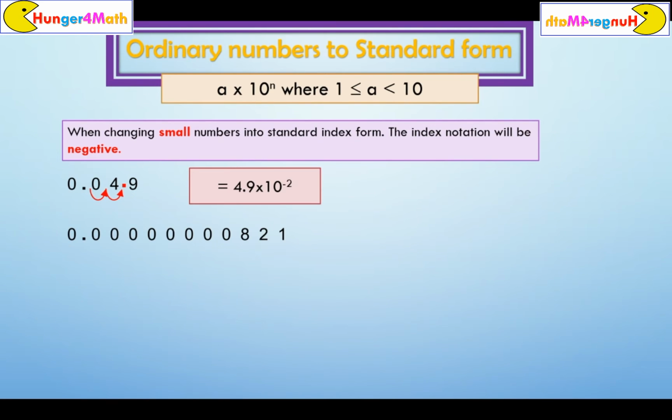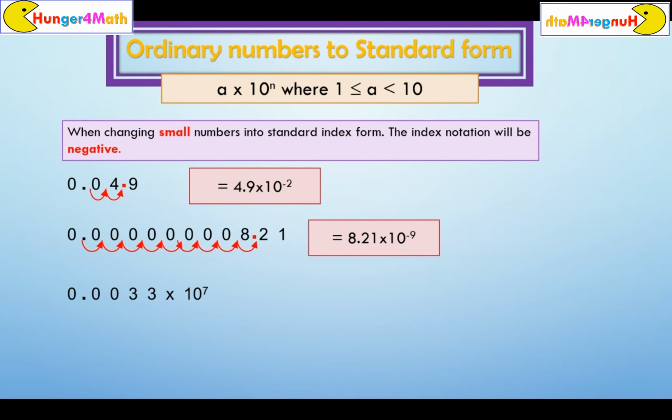Our second example is another small number. From here, we need to place the decimal in between 8 and 2 to satisfy a is less than 10 but greater than or equal to 1. Then we're going to count how many times we move the decimal. 1, 2, 3, 4, 5, 6, 7, 8, 9. So we move it 9 times. Our power will be negative 9. So our final answer will be 8.21 times 10 to the power of negative 9.